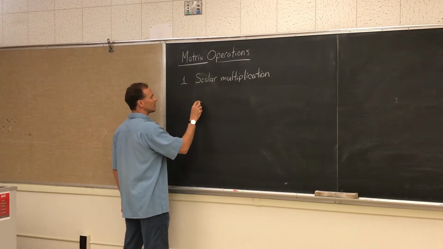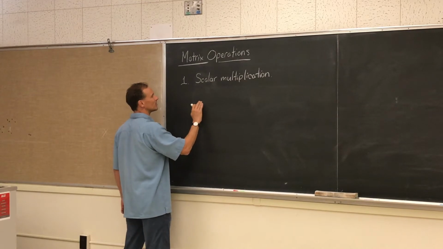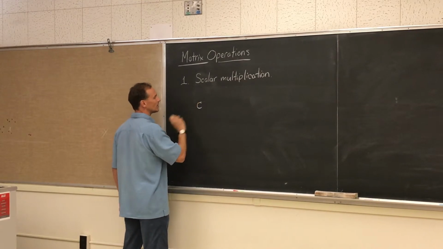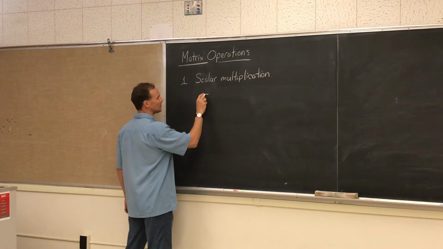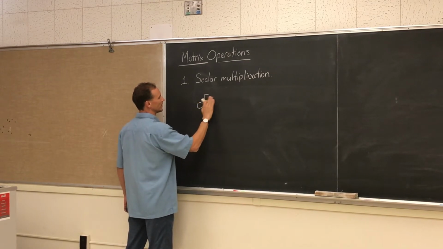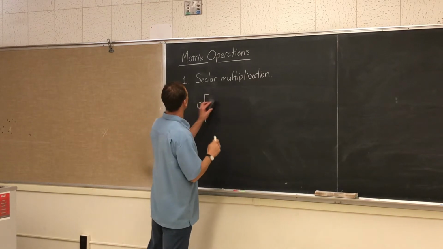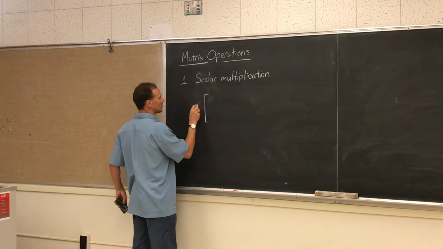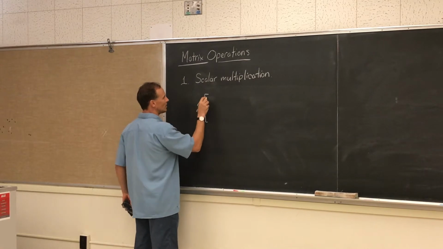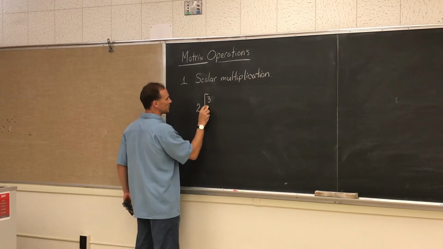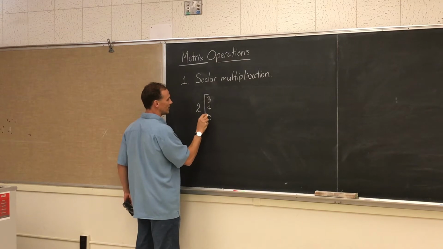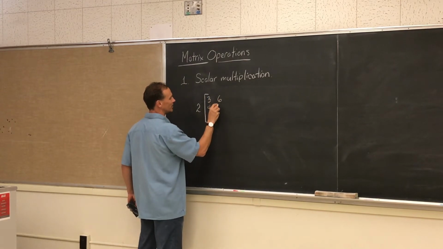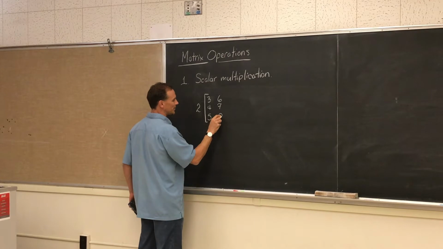So if I have some matrix, let's do this. If I just have C times, I'm just going to give you an example. Let's just use a number. We're just going to show you by example. We'll use the number 2, and here we'll have a 3, 4, 5, 6, 7, 8.